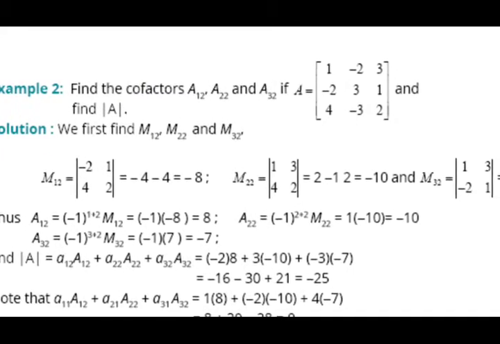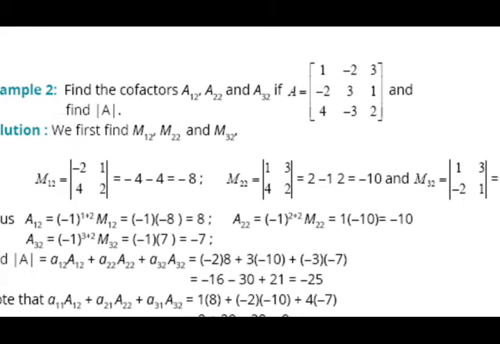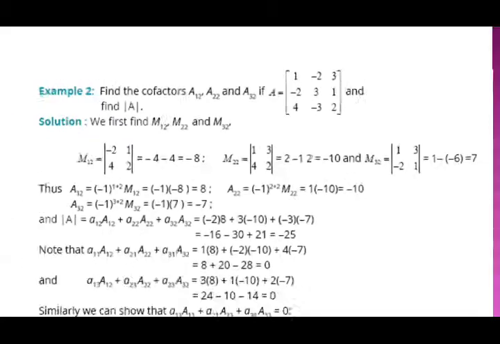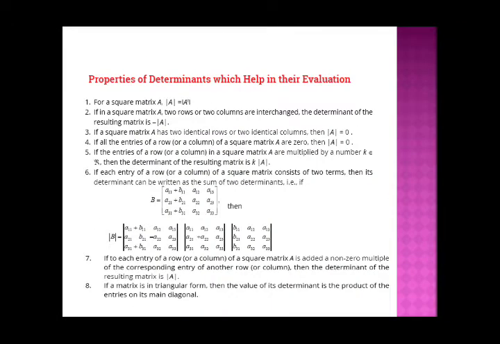Try to solve its determinant from the first row. Next, properties of determinant.